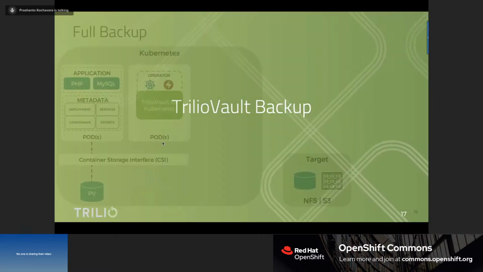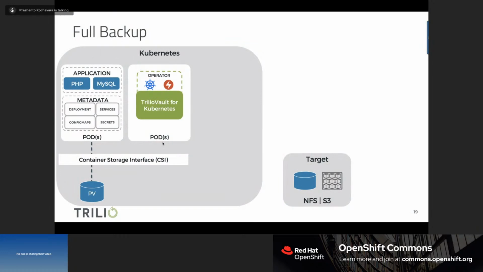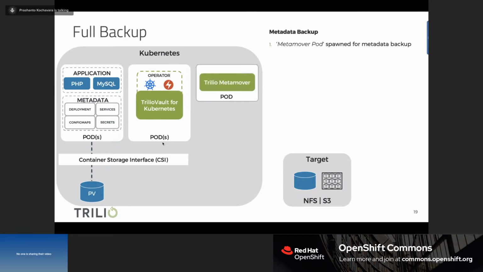Next, I'm going to talk about the overall backup flow. This is an animated slide, so it should help everyone understand the underlying workflow that we leverage to protect a particular application. First, we do a metadata backup. In order to do the metadata backup, the first thing we do is spin up a MetaMover pod. What this MetaMover pod does is capture all the metadata information, which is the deployments, the services, the config maps, the secrets, and it moves it into the target location.